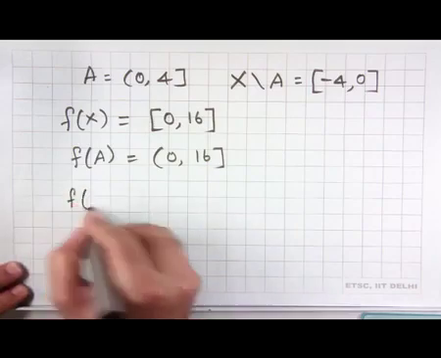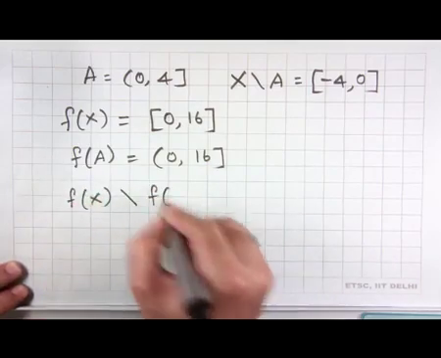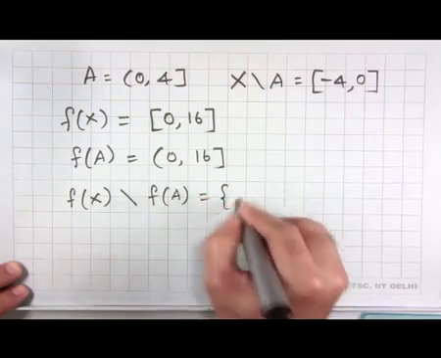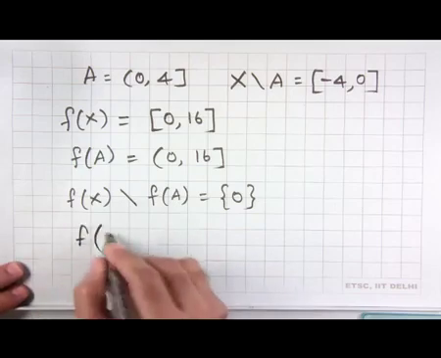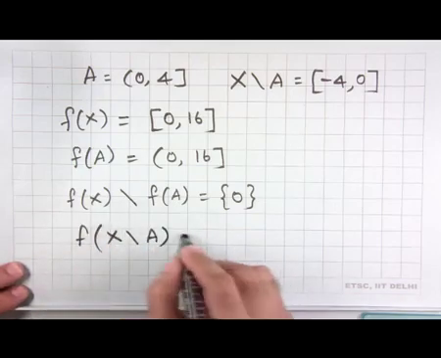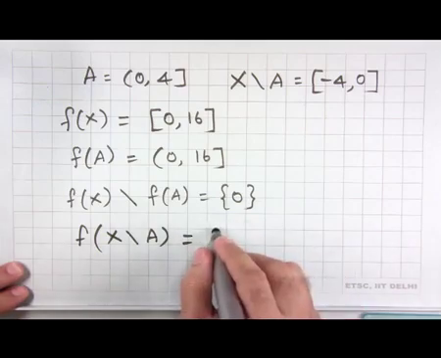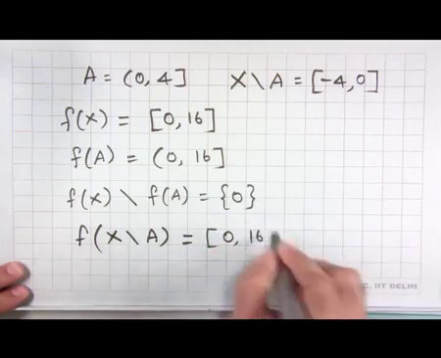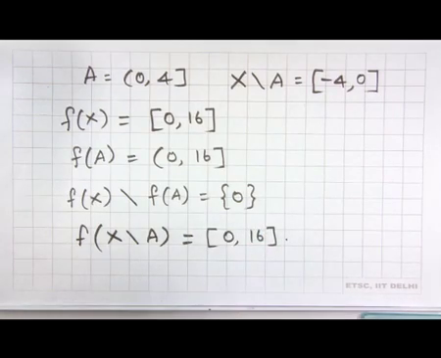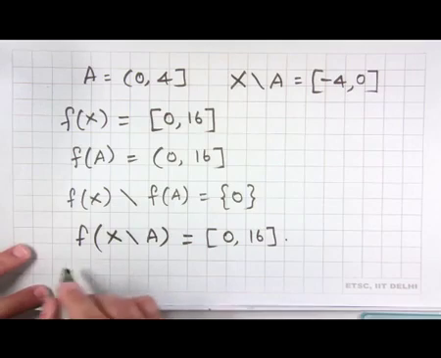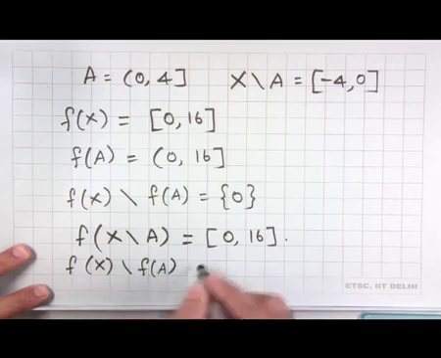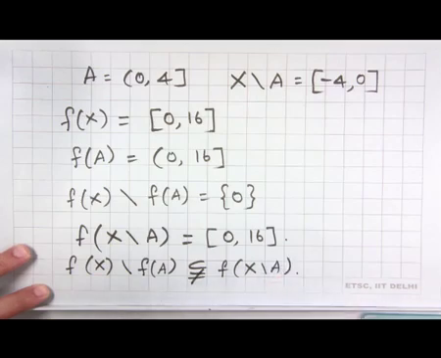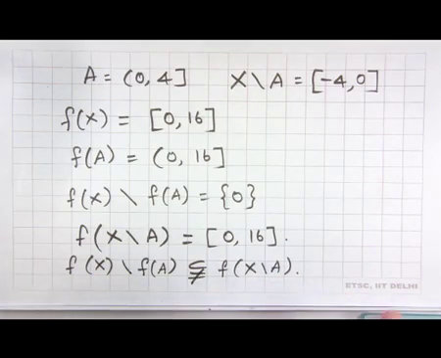Now, if you look at f X minus f A, it is exactly just the singleton {0}. On the other hand, if one tries to compute f of X minus A, it is going to be [0, 16]. What we have noticed here is that f X minus f A is properly contained in f of X minus A. This is what we have observed through this example.